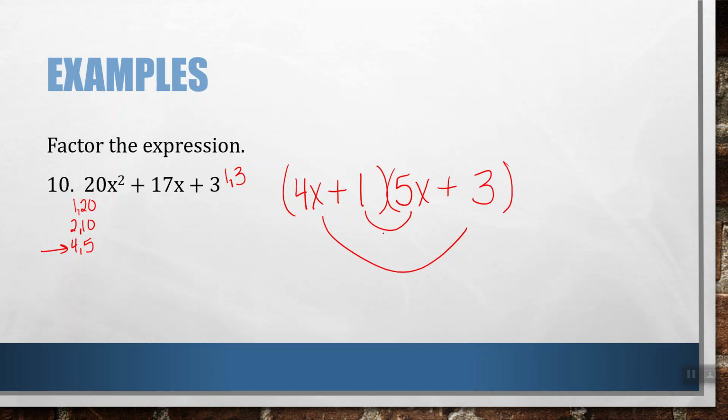This gives me 5x, this gives me 12x. You'll see that is a total of 17x positive. So there we go, we got it. 4x plus 1 times 5x plus 3.